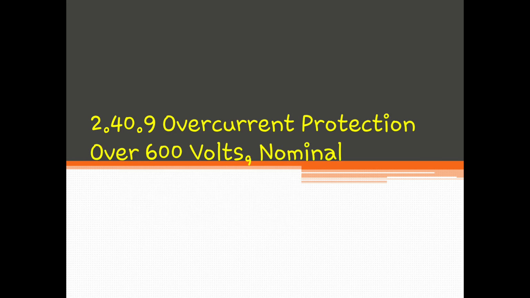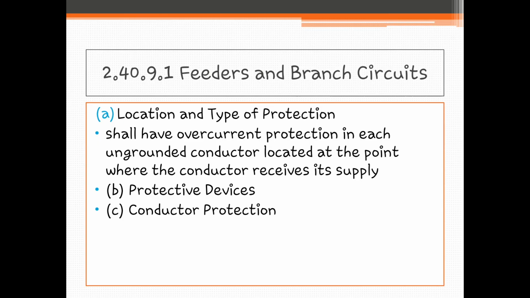At 2.40.9, the overcurrent protection over 600 volts nominal. Under this part is 2.40.9.1, the feeder and branch circuits. Under this is the location and type of protection. It shall have overcurrent protection in each underground conductor located at a point where the conductor receives its supply. So, dapat na overcurrent protection sa located the point where the conductor receives its supply.